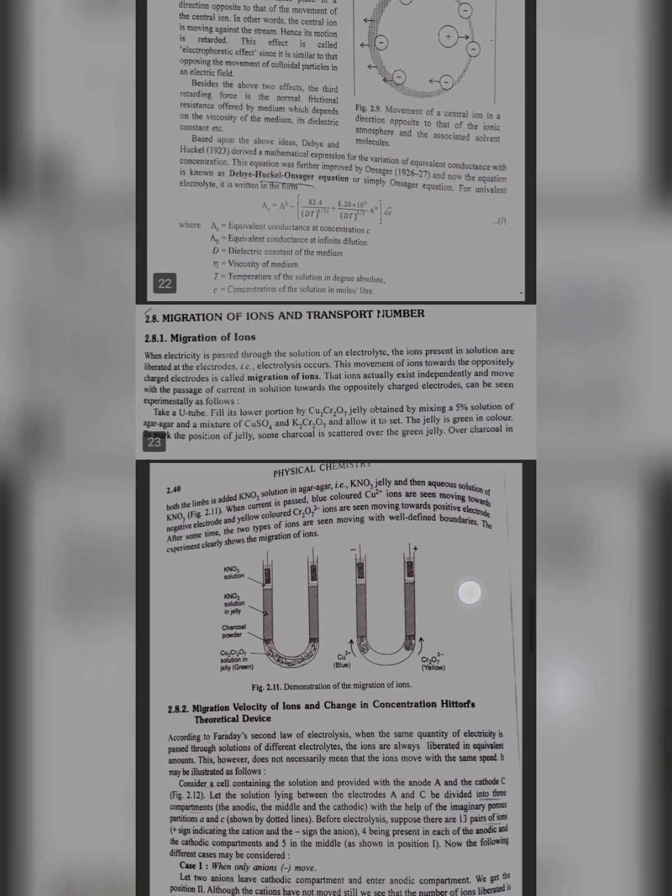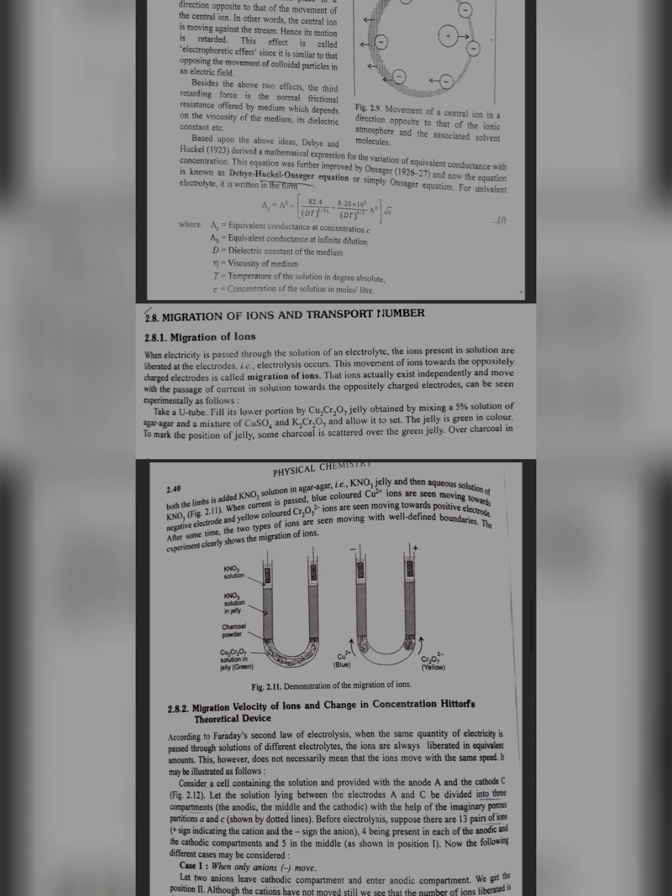Migration of ions and transport number. Migration of ions. When electricity is passed through the solution of an electrolyte, the ions present in the solution are liberated at the electrodes. This movement of ions toward the oppositely charged electrode is called migration of ions.